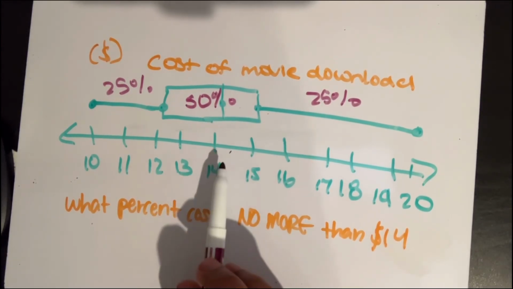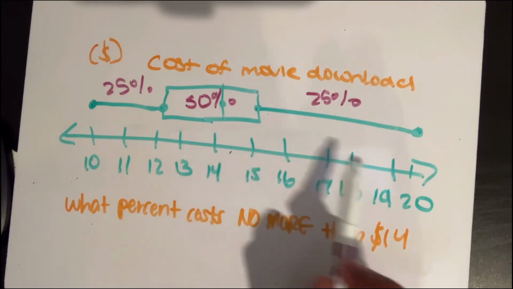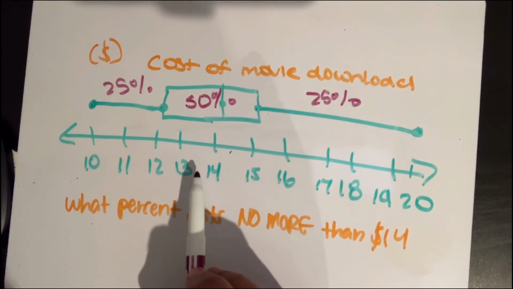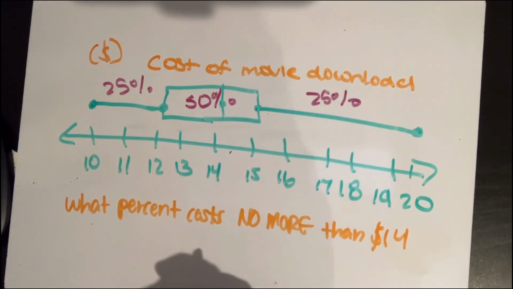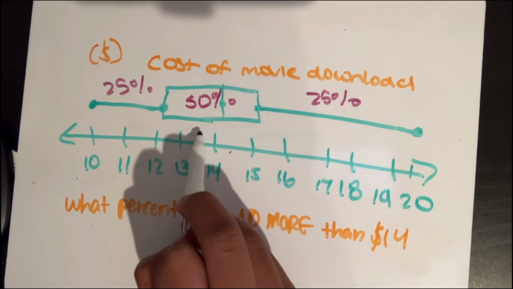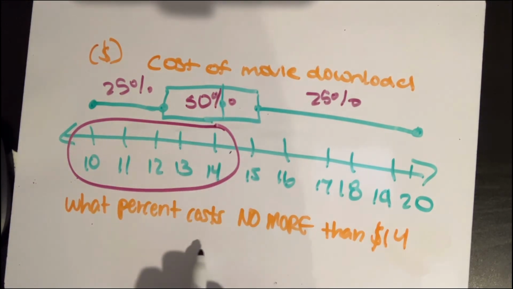$14 is our median, so it'll be 50% going to the left and 50% going to the right because the median splits it up into halves. So, what percent costs no more than $14 would be this right here, 50%.